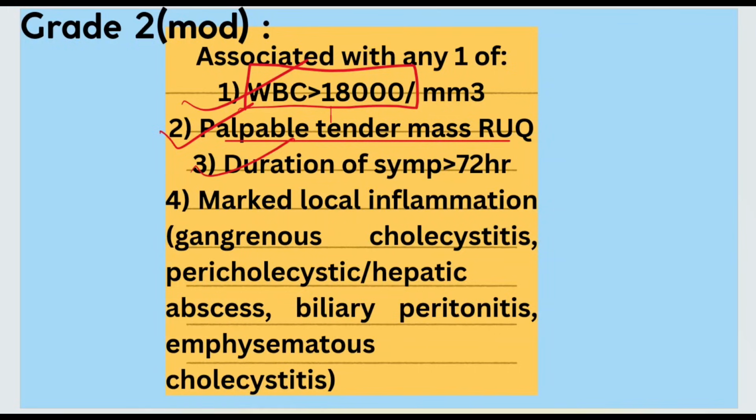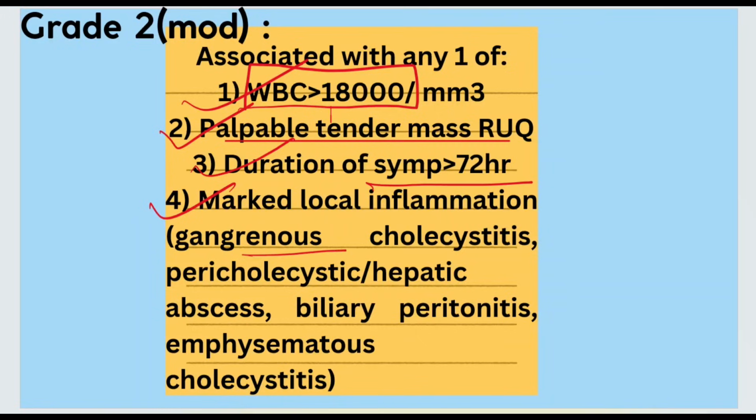Third is duration of symptoms. If it is more than 72 hours, then we consider this case as moderate cholecystitis. Fourth one is there is marked local inflammation. So what do you understand by marked local inflammation? It means there may be gangrenous changes in the GB wall.